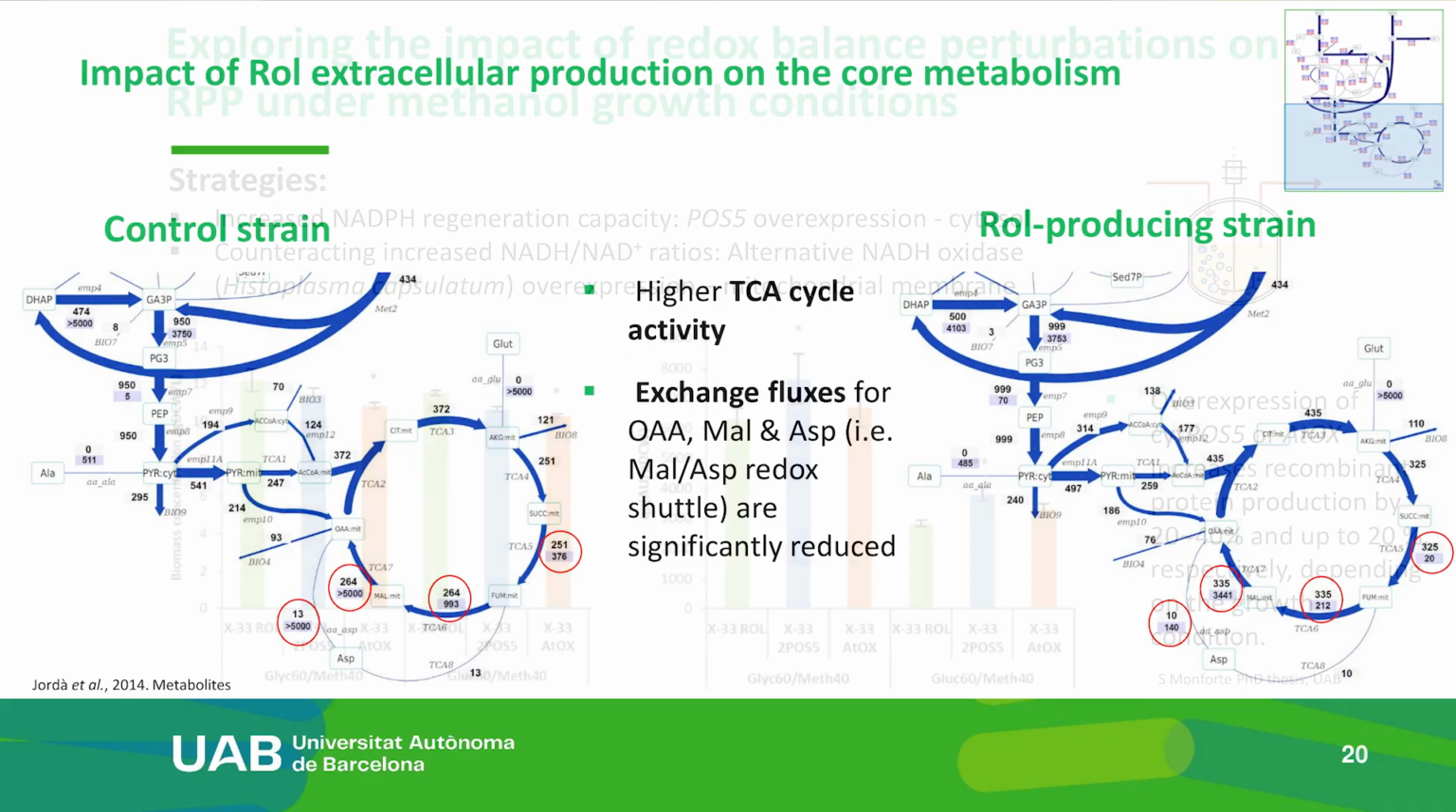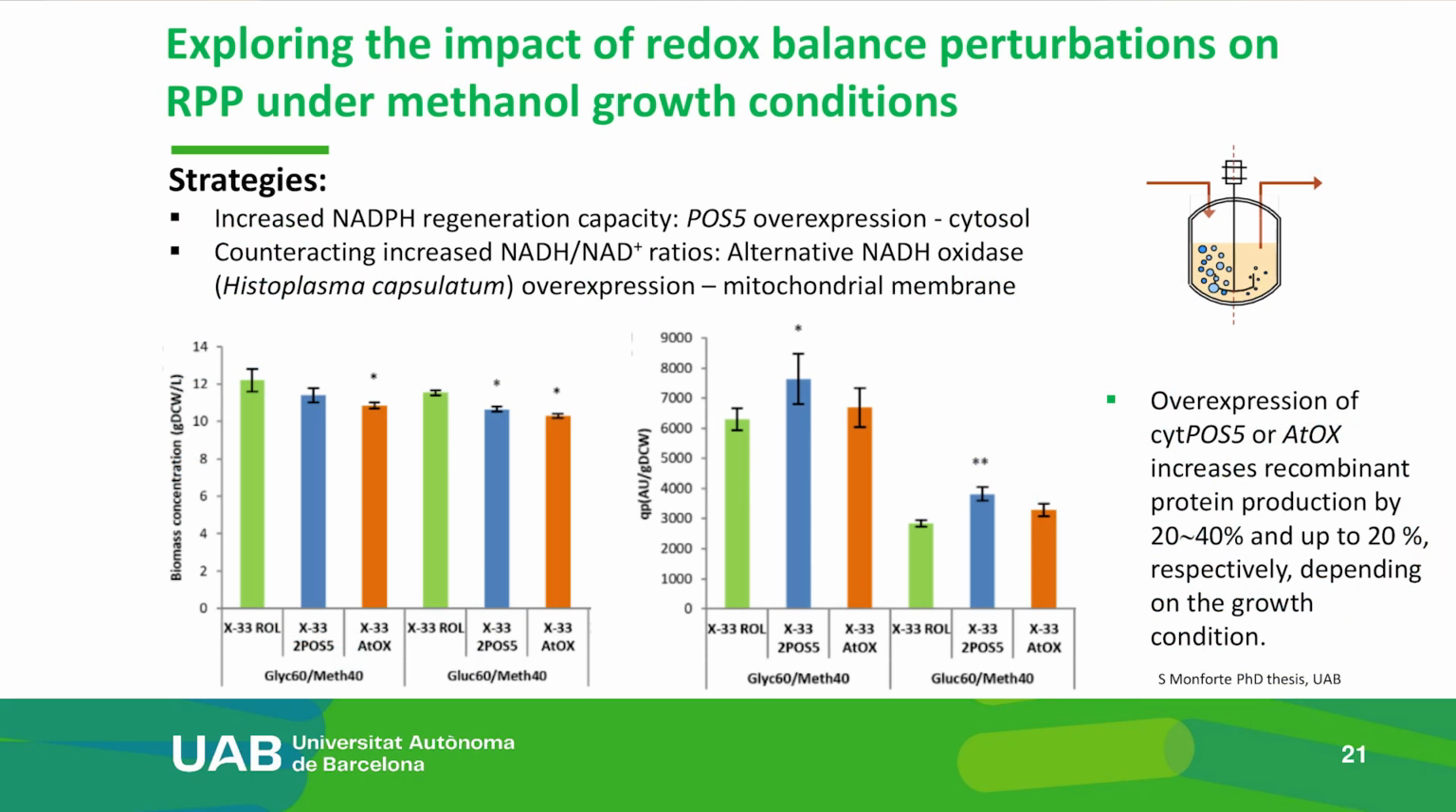Based on that, we tried again: if we have a problem with limitation of NADPH, let's try POS5 again. It worked a little bit. We tested 2 different growth conditions, methanol and glycerol, or glucose and methanol mixes. In blue, on the right-hand side, you have the increase in productivity, so you don't get big increases with the blue.